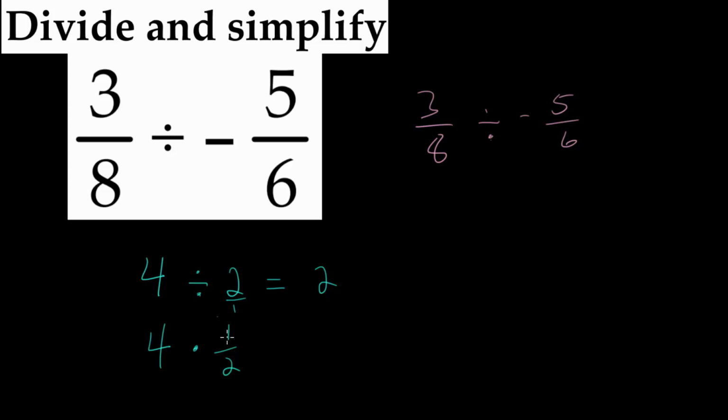So when we change it to a multiplication problem, we flip this fraction over, and now we're multiplying 4 by 1/2, and we can write this over 1. And when we multiply fractions, we just multiply straight across. So we get 4 in the numerator and 2 in the denominator, and this fraction here will simplify to 2. So in both cases, we get the exact same answer.